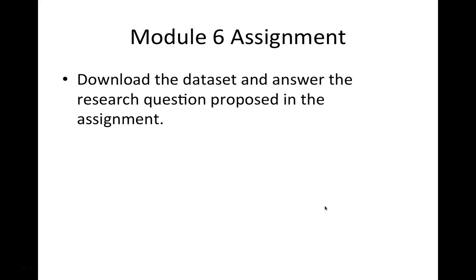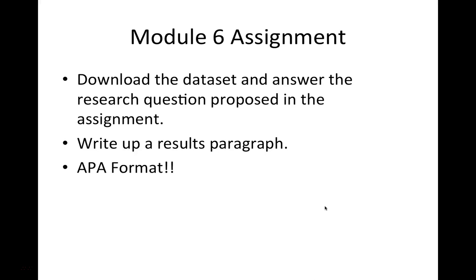For the Module 6 assignment, you'll be conducting a one-way ANOVA. You'll download the data set and answer the research question proposed in the assignment, though there is only one test that you could possibly conduct to answer this question in this example. I still want you to give me a sense that you used an ANOVA because the ANOVA is appropriate for this question because of the independent variable that you have. So give me some justification for why the ANOVA is appropriate. You'll write up a results paragraph. Again, for this one, don't worry about making a table. Again, APA format, please, please, please, please, APA format.